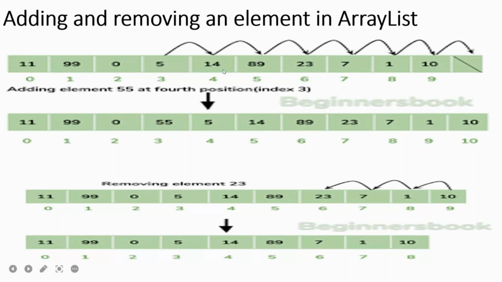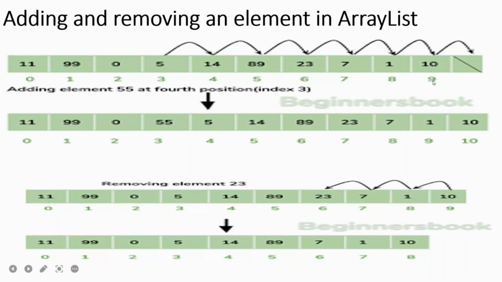What is the element you already have at the fourth position? It is 14 or something. Sorry, at index 3, not the fourth position: 0, 1, 2, 3. At this index you want to add 55, but there is already an element sitting over here. So when you want to add it, you need to do shifting, right? This much shifting you need to do, until the end.